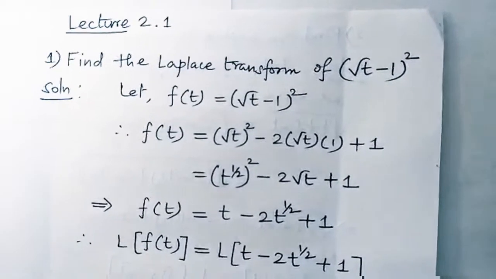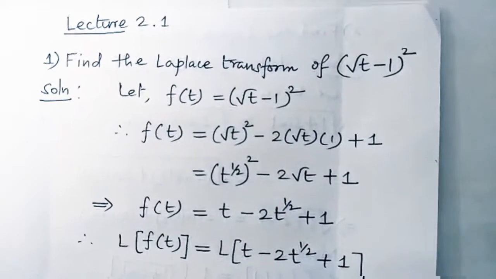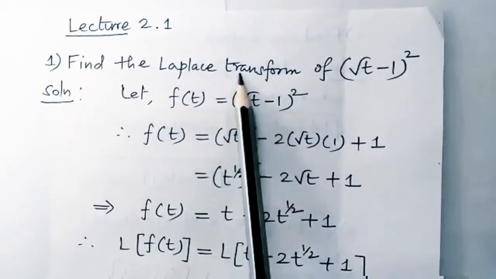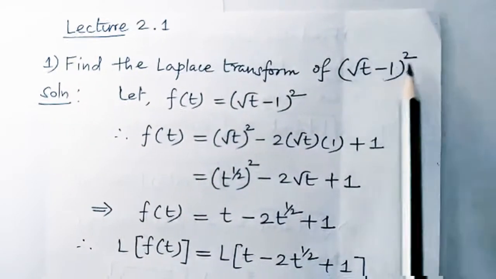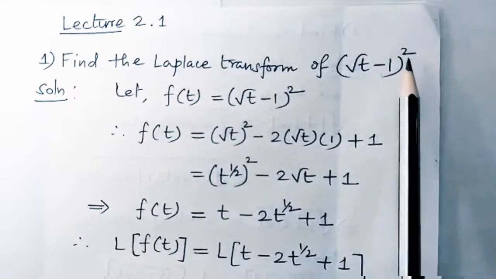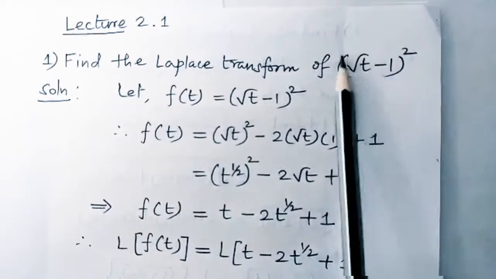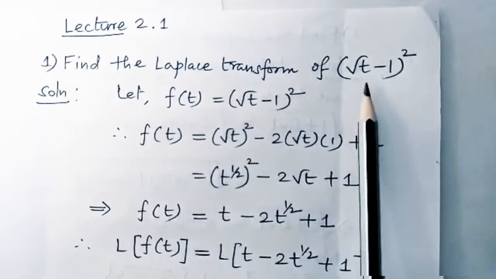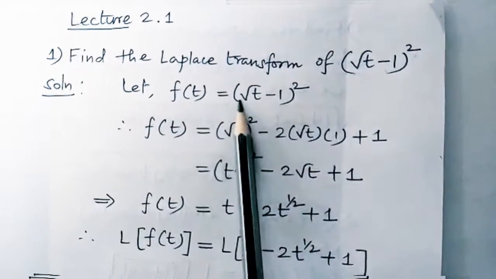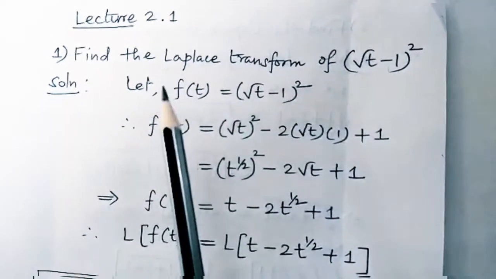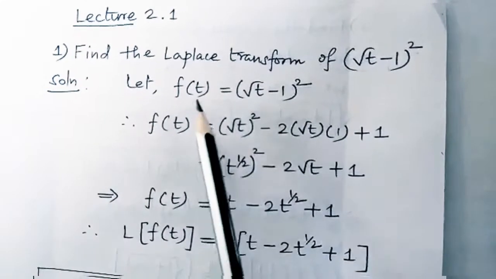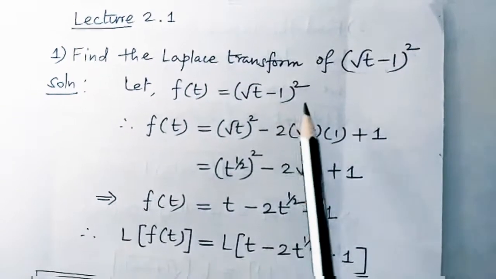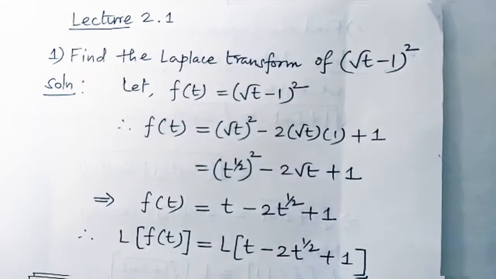Okay. Now let's see how to apply the linearity property to some problems. Find the Laplace transform of root t minus 1 the whole square. Now I'll consider this given function as our f of t. Let f of t be root t minus 1 the whole square. The Laplace transformation of any f of t can be found directly provided that f of t is in the standard form. What is the standard form?